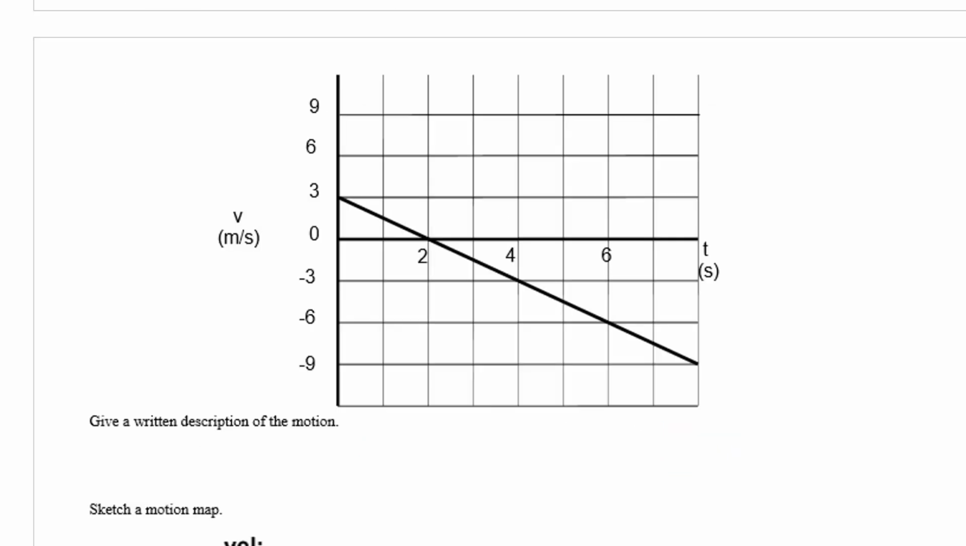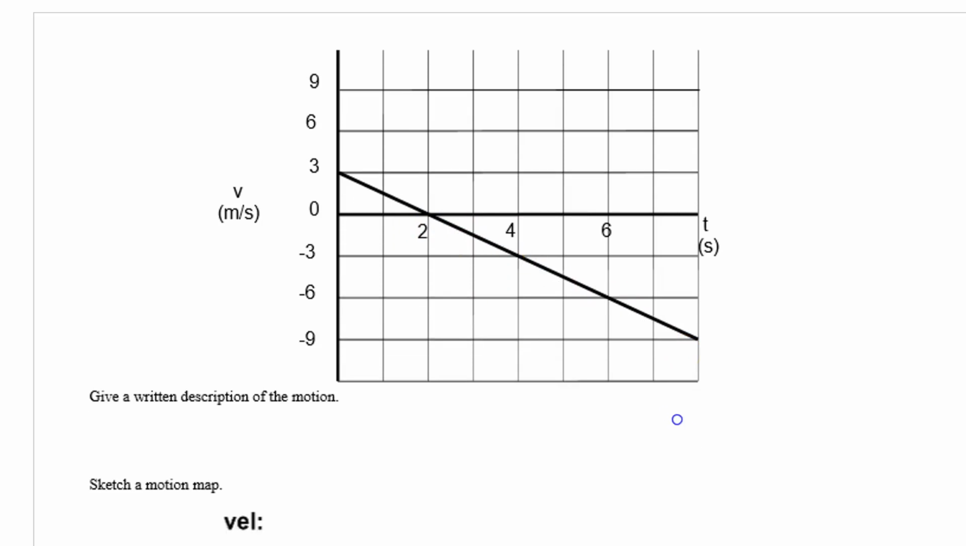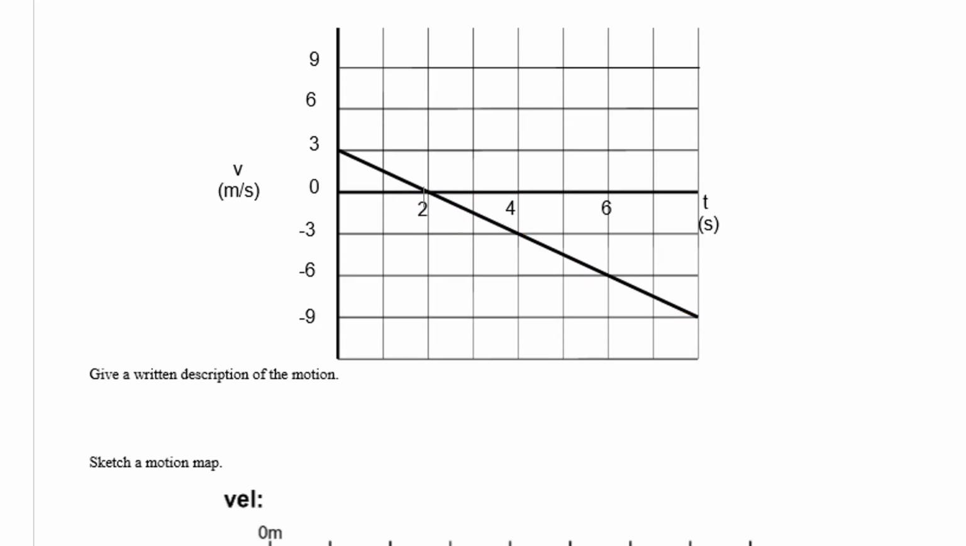Turning to the next page, I set up a question that will be very similar to the worksheet that you're going to be doing. So here is a velocity time graph. Just imagine what this looks like. The object starts with a positive velocity of 3 meters per second. It gets closer to 0. It actually stops right there. And then it increases in a negative direction. So it says give a written description of the motion.